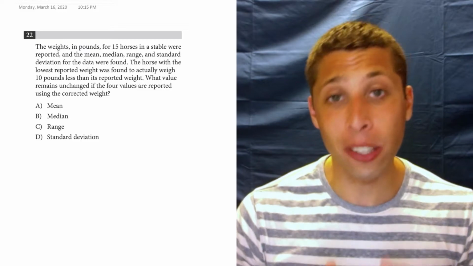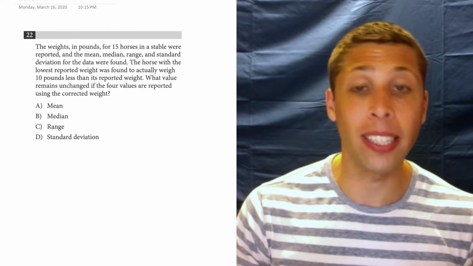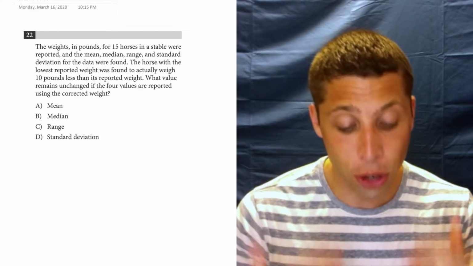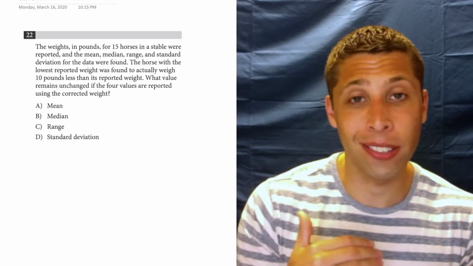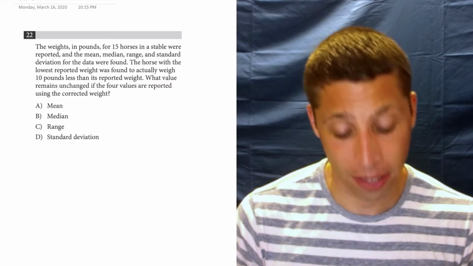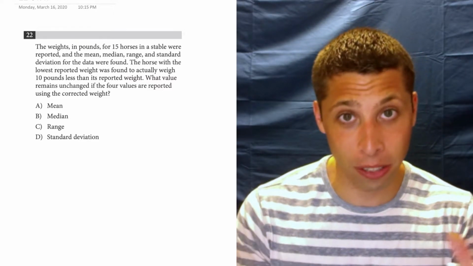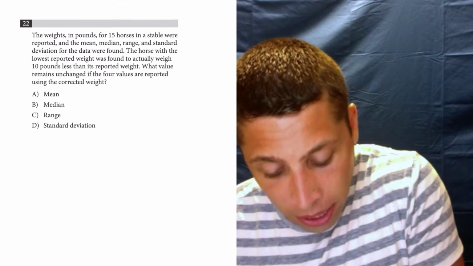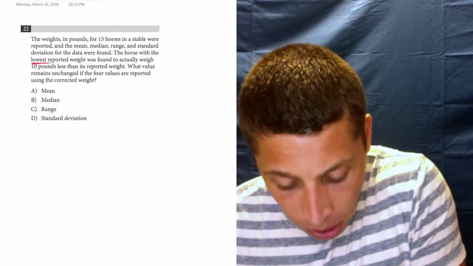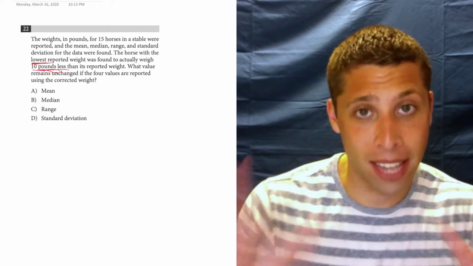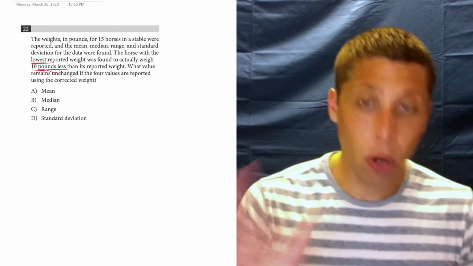Okay, the easiest way to do this is just to be really comfortable with all of the terms in these choices and to know how these different statistical terms interact. So in this story, we are taking this list of horses, we're taking the one with the lowest reported weight, and it actually weighs 10 pounds less. That's the key idea. So what would change?